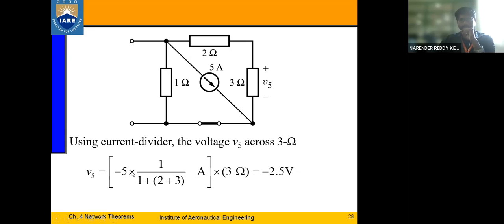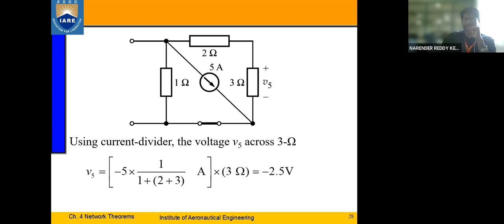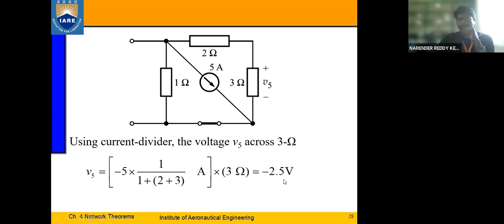But why did I take minus here? Opposite direction. Yeah, the direction is reverse to the previous one, right? So we ourselves assumed it to be minus 5 since the direction is reversed. So how is the current dividing now? We apply the same principle that we need to find the current flowing in these 3 ohms, right? Total current into the opposite branch resistance by the total resistance. So this is what you get.